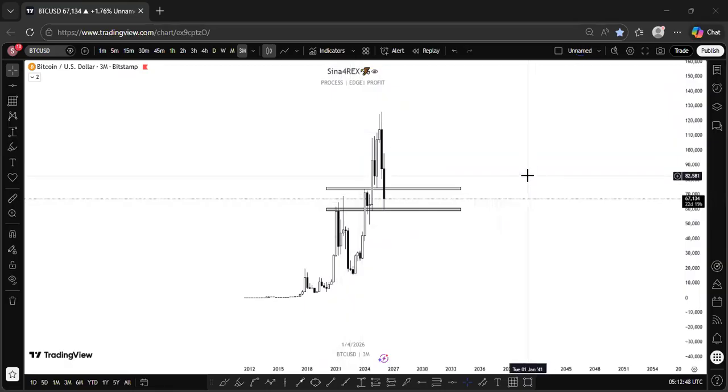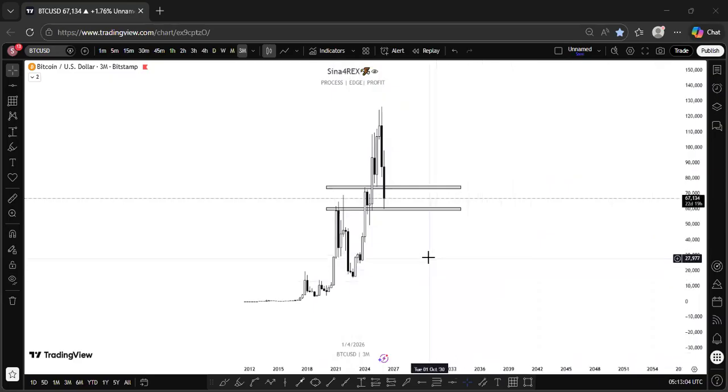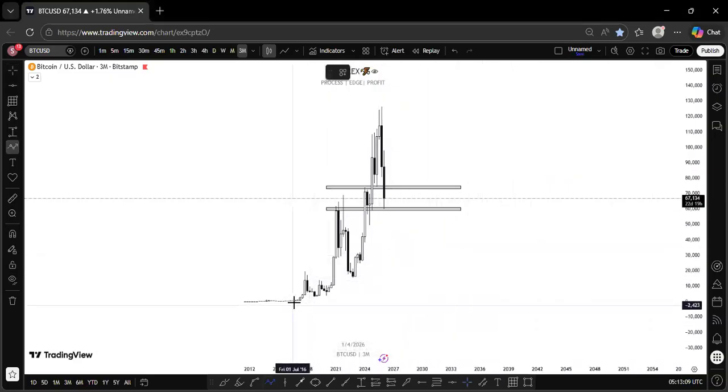Today we'll be looking at BTC USD. BTC USD is printing a very nice market structure that I want us to analyze and see the possible moves that we are likely to expect from BTC USD. As you can see, this is the 3-month time frame. And on the 3-month time frame, you can see price giving us a very nice market structure.